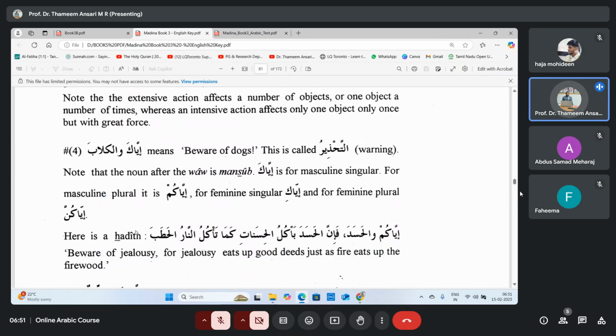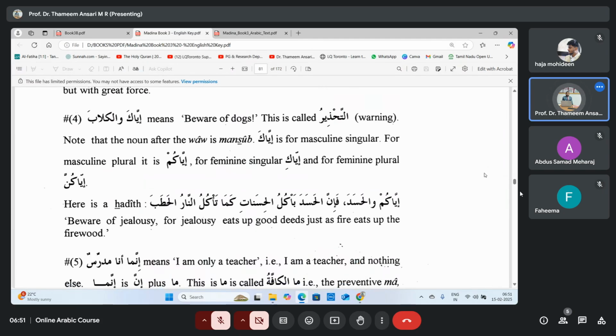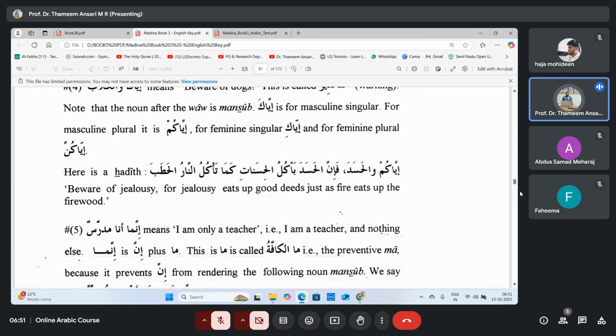4. إياك والكلاب means beware of dogs. This is called a التحذير, warning. Note that the noun after the verb is mansub. إياك is for masculine singular. For masculine plural, it is إياكم. For feminine singular, it's إياكِ. And for feminine plural, it is إياكن. Here is a hadith. إياكم والحسد فإن الحسد يأكل الحسنات كما تأكل النار الحطب. Beware of jealousy, for jealousy eats up good deeds just as fire eats up the firewood.